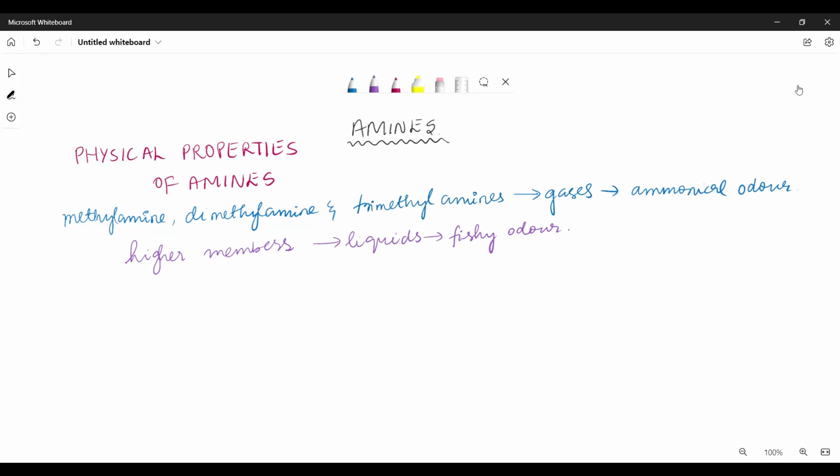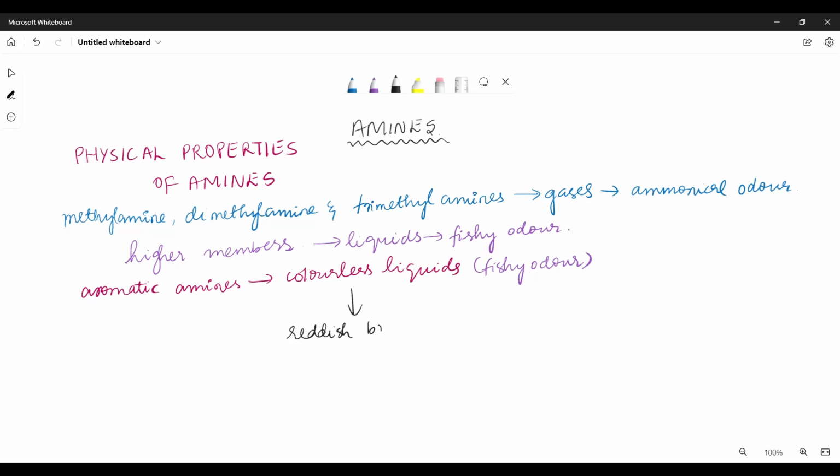Now what about aromatic amines? Aromatic amines are going to be colorless liquids with a fishy odor. One point to notice is that they can turn into a reddish brown liquid. When is this possible? When they are exposed to atmospheric oxidation. When they undergo oxidation, colorless liquids of aromatic amines will change into reddish brown liquid. Okay, this is the basic physical property of amines.